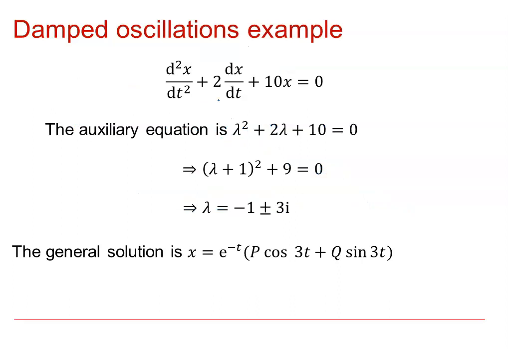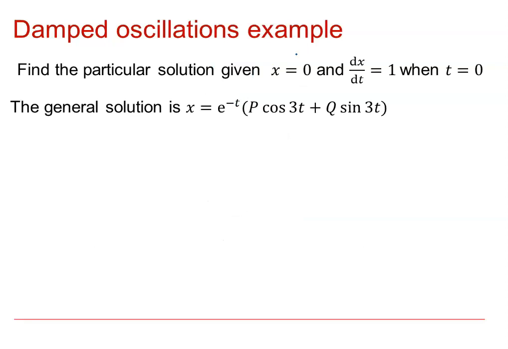So again, this is the term here that is creating the damping effect, and we end up with a complex solution for lambda, and therefore we end up with a general equation here, and it's this e to the minus t term that's creating the damping effect.